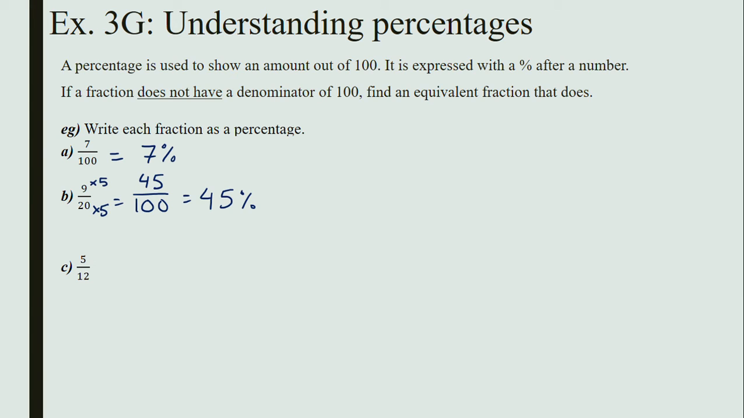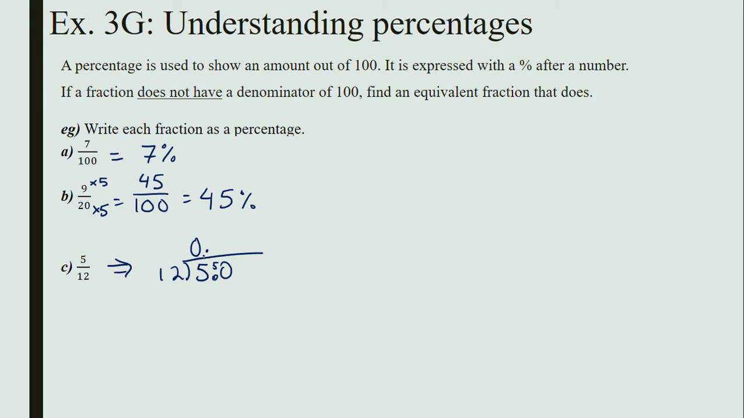The last example is a little bit trickier. We can't multiply 12 by anything to make 100. So instead, what we're going to do is use division to convert it to a decimal, and then we'll multiply by 100. So we have 5 divided by 12, sorry. So the 12 goes out front and the 5 goes inside. Now 12 of course does not go into 5, but it will go into 50.